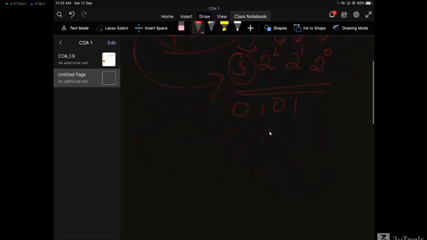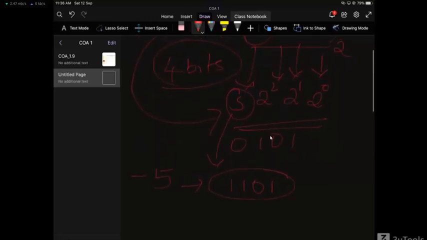Similarly, if I want to denote a negative five, the first sign bit will be changed from 0 to 1. So the magnitude representation of negative five will be 1101. It is quite easy to understand that plus five and minus five differ only in this particular bit.